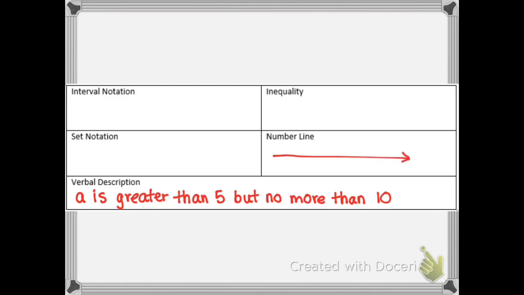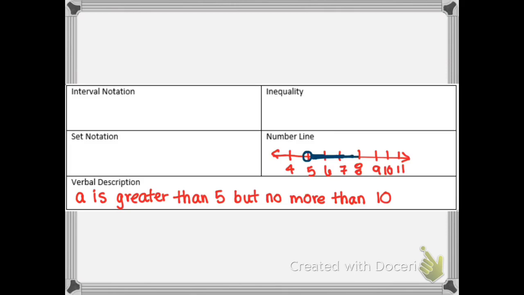Go ahead and make our number line, and let's just number from 4 to 11. Okay, so if A is greater than 5, it doesn't say equal to 5, it just says greater than. So that means I'm going to go here on the 5, and I'm going to put an open circle. Since it's not equal to, it's just greater than. And I'm going to start shading to the right.